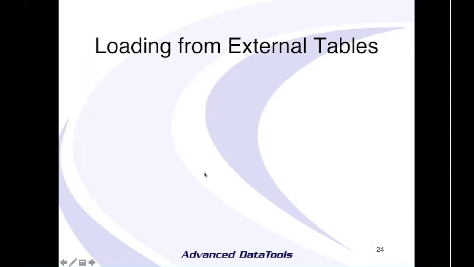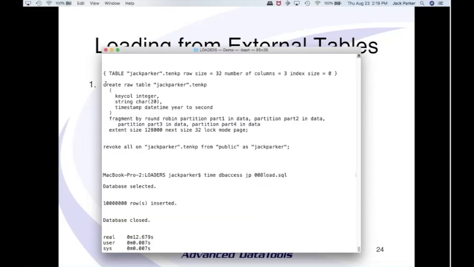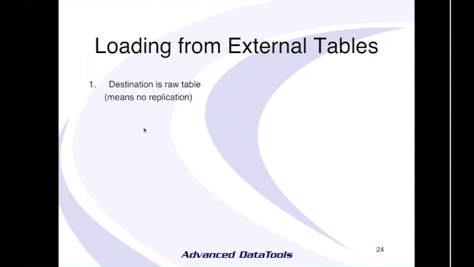Loading from external tables. When you're doing this, make sure that your destination is a raw table. We didn't look at that back here. If you look at this table definition here, it is created as a raw table. So make sure your destination is raw. That means there's no replication, so any data you put in is going just to that table. You want to make sure you don't have indexes because that's going to slow things down. You'd get a much cleaner index at the end if you build the index after your load.